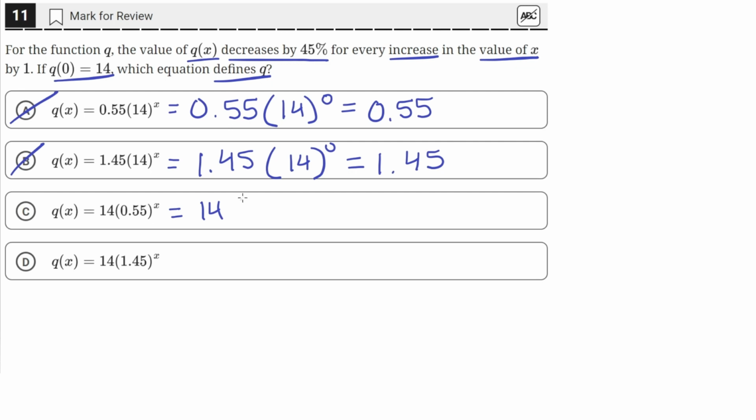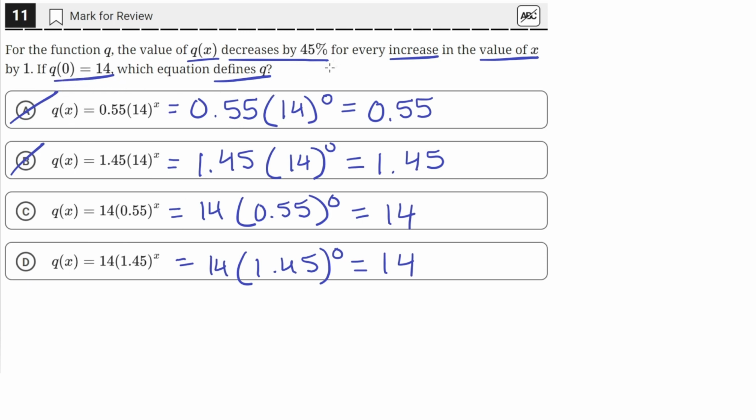So we'll have 14 times 0.55 raised to the 0th power, which is just equal to 14. So that's good, because it satisfies the initial condition. And then answer choice D, 14 times 1.45 raised to the 0th power is also equal to 14. Okay, so C and D both satisfy the condition that q of 0 equals 14. Now we need to check which one satisfies the condition that q of x decreases by 45% for every increase in the value of x by 1.